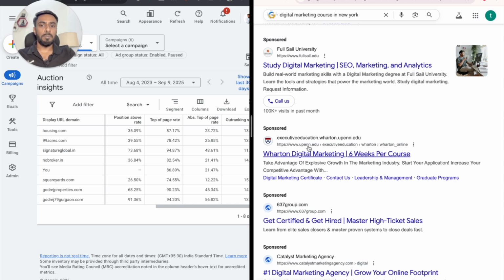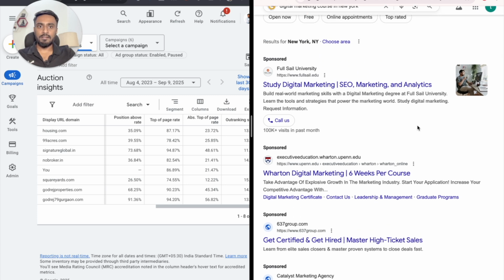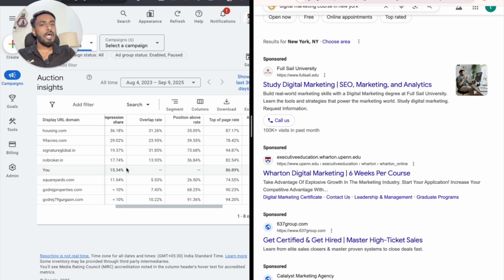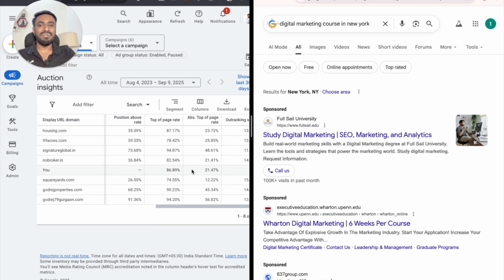Top of the page rate: if my ad lands in any of the four places, that will be considered under top of the page rate. If my ad is ranking at the first place of Google, that will be considered under the absolute top of the page rate. So these are the major 3 points which we have to remember and look for in our auction insights, that will give an idea about how our campaign is performing and how much volume is there in the market. For example, if I can see that 15.34% of the time my ad was shown, that will tell me that there is still enough volume in the market. So if I increase my budget, I will be able to cater to a further audience.